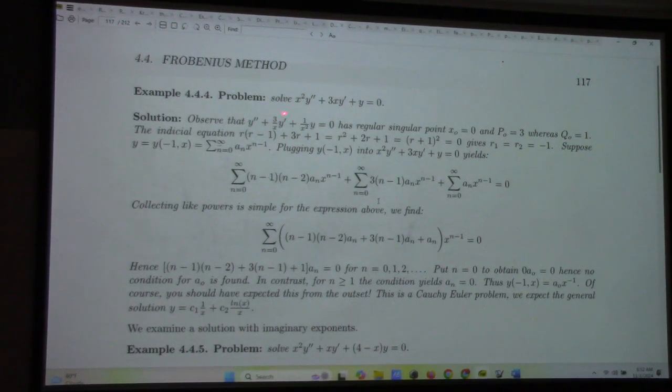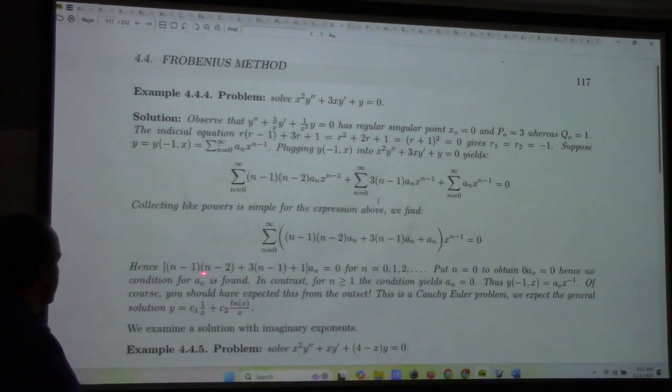Here's another one. x squared y prime prime plus 3x y prime plus y equal to 0. So we put it into its proper format, figure out the initial equation. We actually have -1 repeated in this case. And so if we plug that in, we get this. Collecting like powers, I work my way to here. And so we see that we have, well, what happens here?